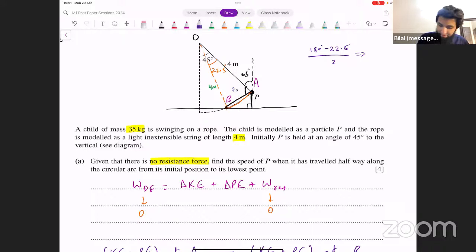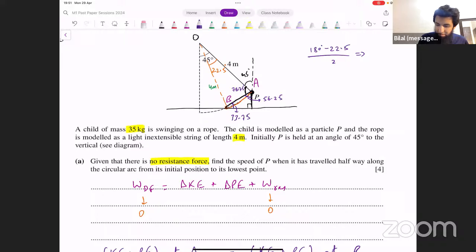This angle is 78.75. If this angle is 78.75, I can now find the remaining angles here as well. 180 minus 45 minus 78.75. This angle is 56.25. And this one would be 22.5. No, sorry. Let me calculate that again. 180 minus 22.5 divided by 2. That's 56.25. 90 minus 56.25. That's actually 33.75. This angle would be 33.75.